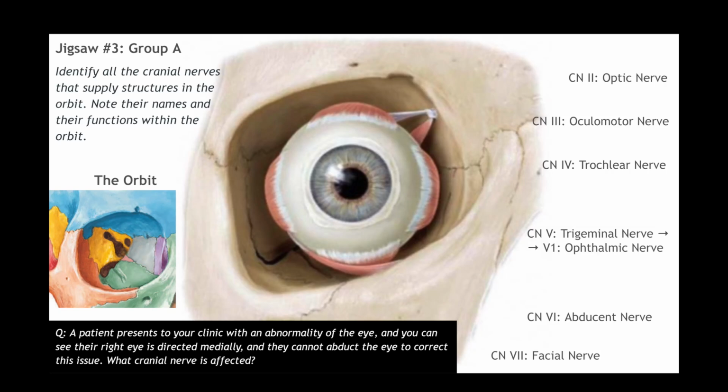Group A's prompt for the anatomy jigsaw number 3 is this. Identify all the cranial nerves that supply structures in the orbit, note their names and their functions within the orbit. First, let's name all the cranial nerves we'll be discussing. In order, they are cranial nerves 2, the optic nerve, 3, the oculomotor nerve, 4, the trochlear nerve, 5, trigeminal nerve, 6, the abducent nerve, and 7, the facial nerve.